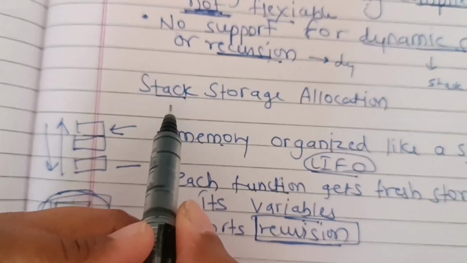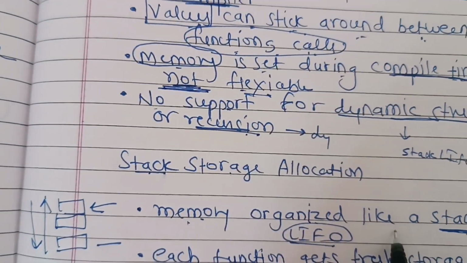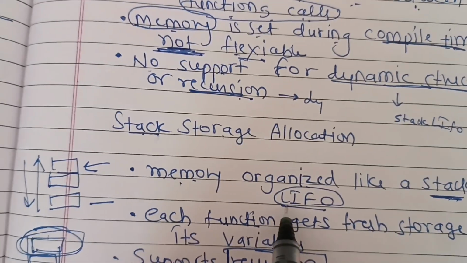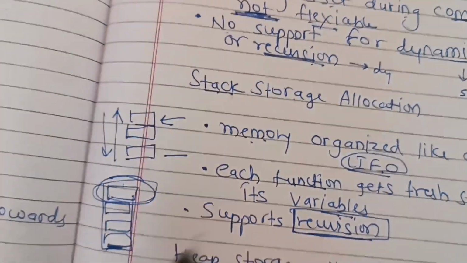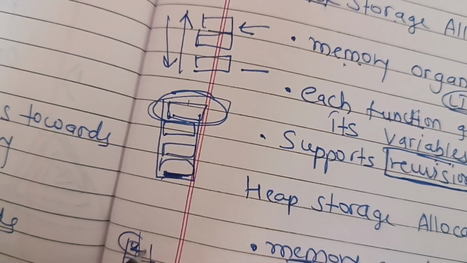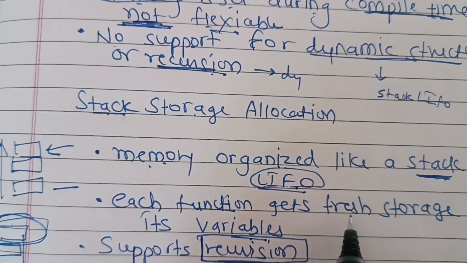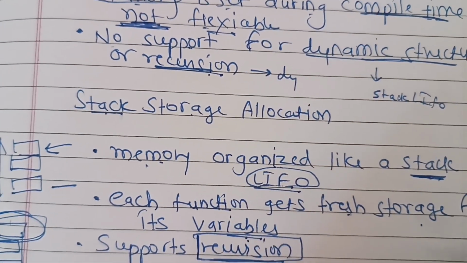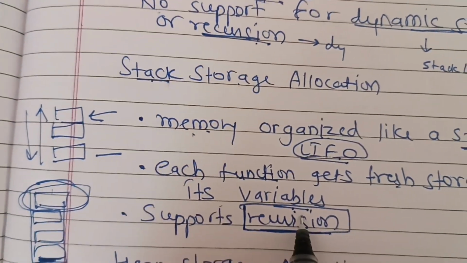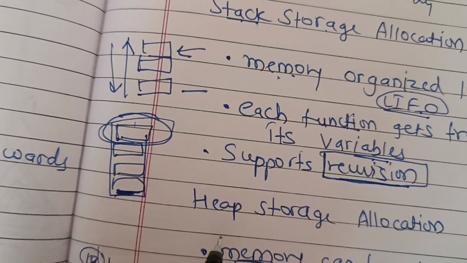Now let's go to stack storage allocation. Memory is organized like a stack, that is LIFO, last in first out. So if your elements are like this, Z will come out first, and then Y, and then X. Now each function gets fresh storage for its variables, like I said, X, Y, Z. It supports recursion.